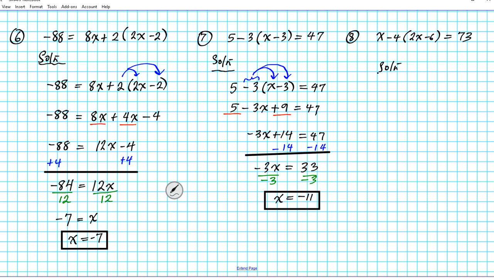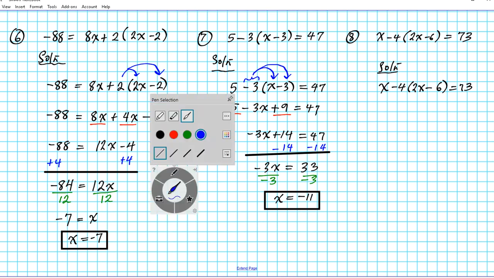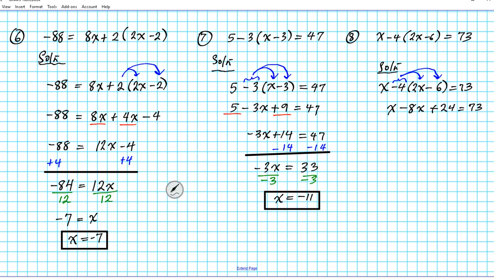Alright, so the first thing we're going to do here is get rid of that parenthesis as we have done in both previous problems. To do that, we're going to distribute negative 4. Don't forget, when you're distributing a coefficient in front of a parenthesis, you distribute not just the number but the sign also. If we follow that procedure, we have x minus 4 times 2x is negative 8x, minus 4 times negative 6 is positive 24, equals 73.